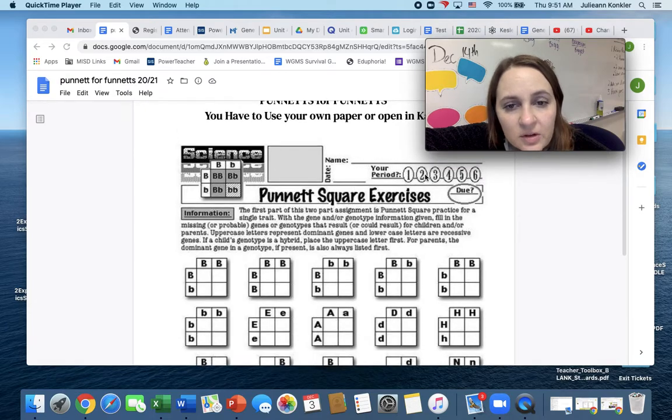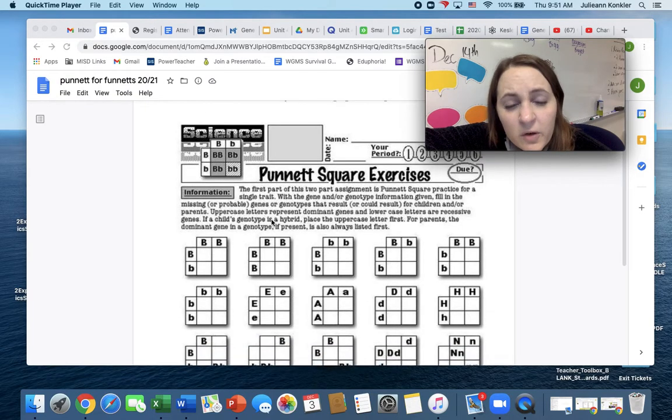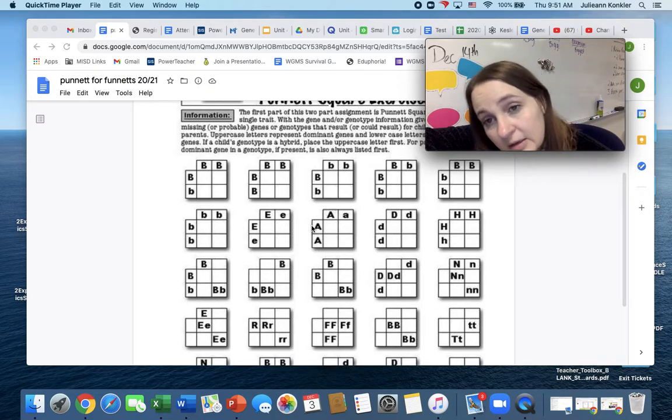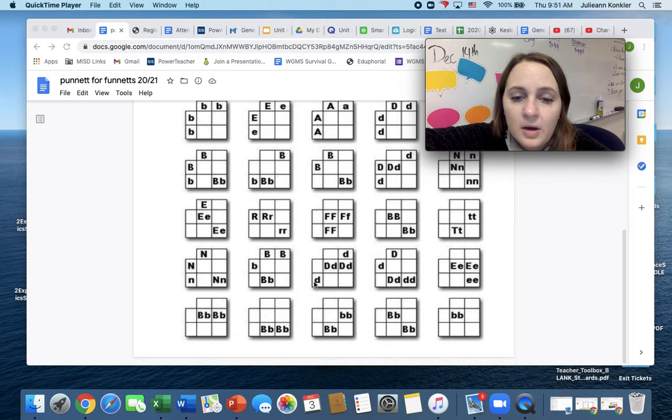Make sure your name is on here, class period, and then we're filling in each Punnett square. If you notice, some of them have the inside filled, so you're going to have to fill in the information for the parent. A lot of them are filling in the possibilities of the offspring already, and it gives you the 2 parents. And that is everything for Friday.